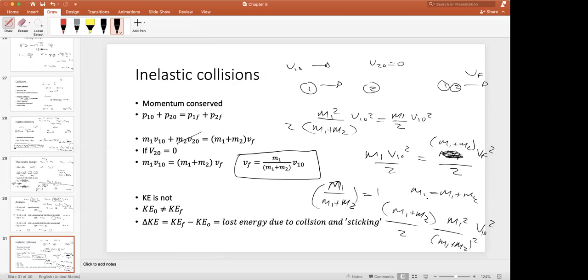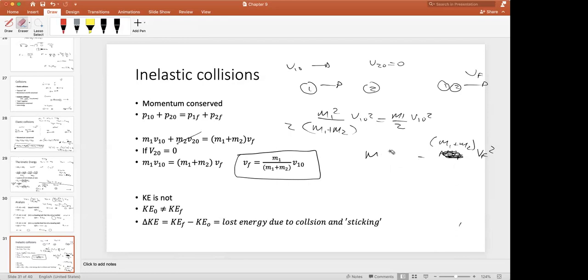So ignoring all that stuff that I just did to show you that the kinetic energy is not conserved, we can do it much easier with numbers. If you just put in numbers, imagine that mass 1 and mass 2 were 2.